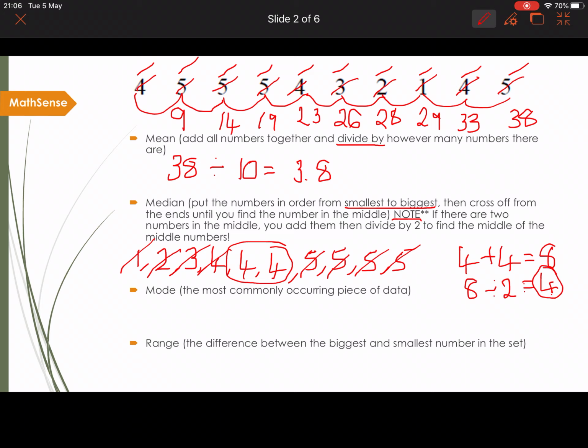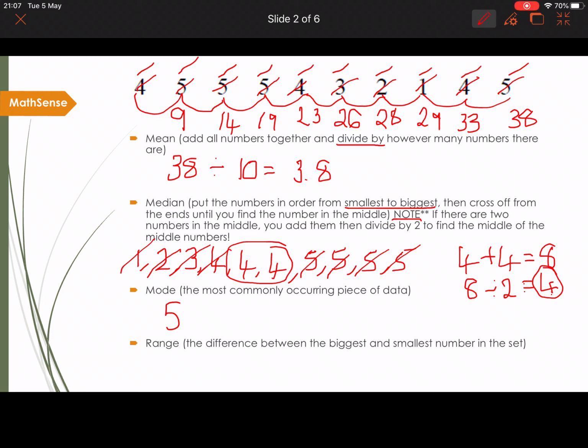Now mode means the most commonly occurring piece of data. And hopefully you can see from having answered the median that 5 is the number that comes up the most. Therefore 5 is the most commonly occurring piece of data.